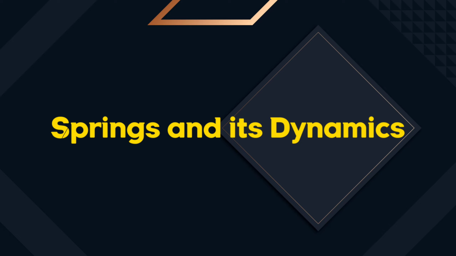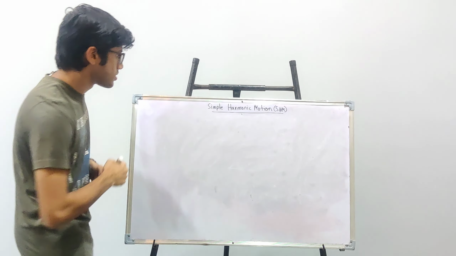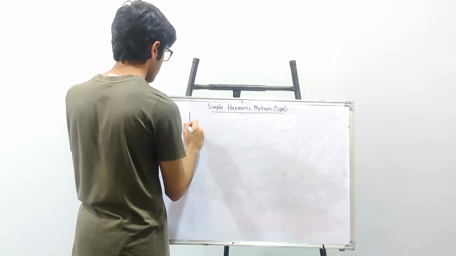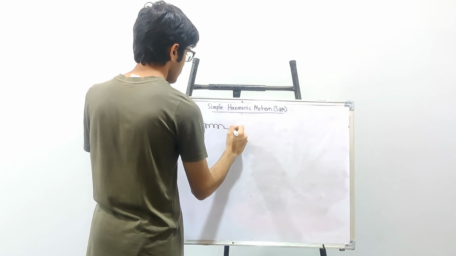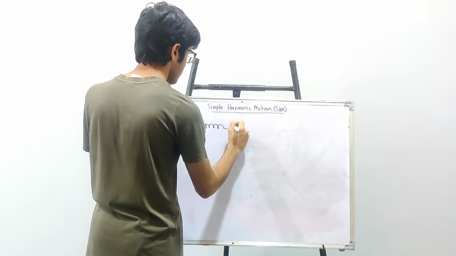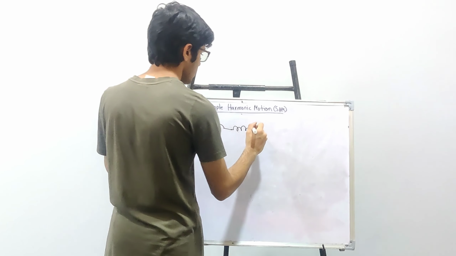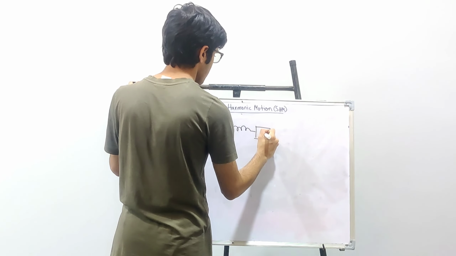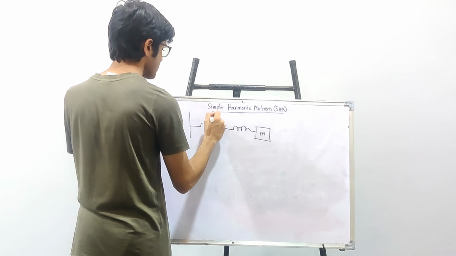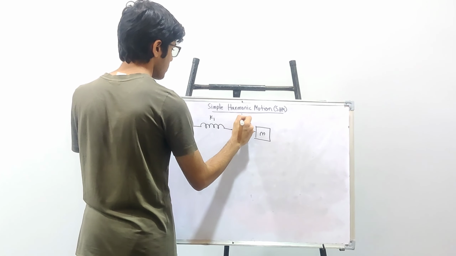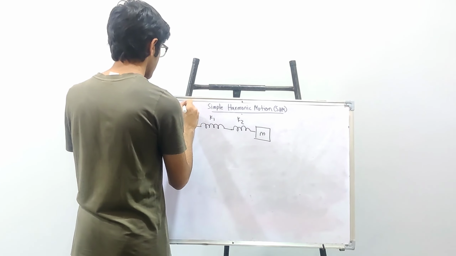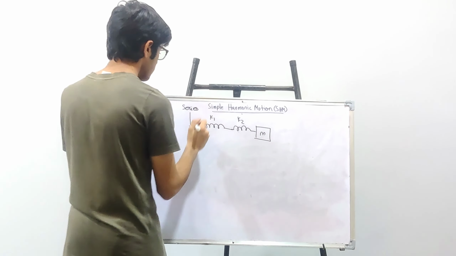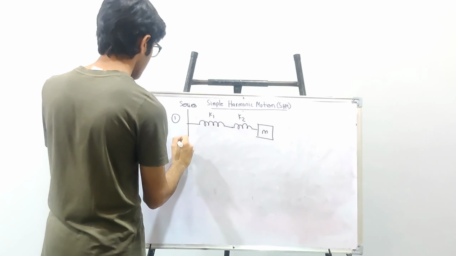Now let us see some springs, and we'll understand the dynamics of springs also. So suppose this right here is a spring. Let's say there are two springs attached with a mass m. The force constant of this spring is k1. The force constant of this spring is k2. So basically, this is the series combination. This is the first example of series combination.